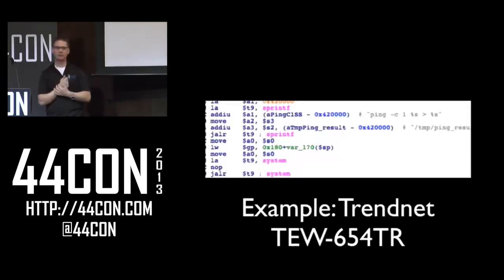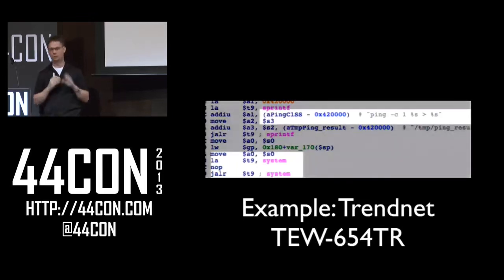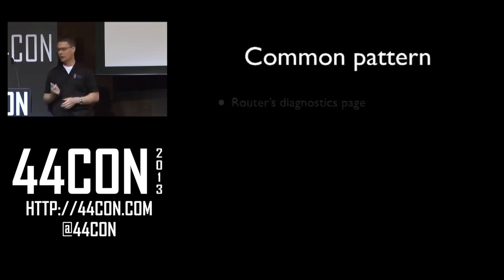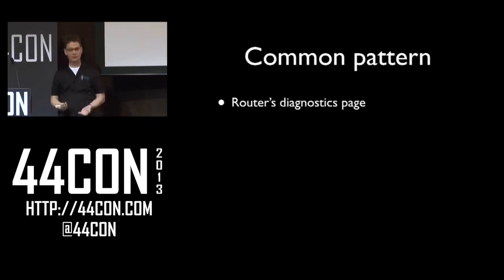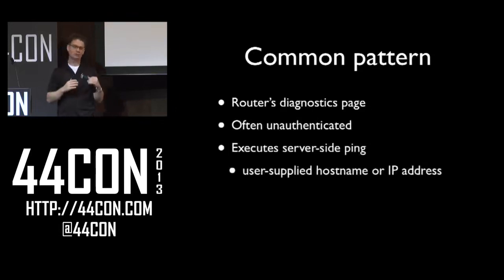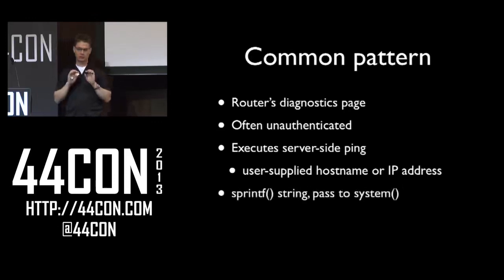So here's an example from a different device, and this is the kind of thing that we look for right out of the gate. And what we have here is actually a really common pattern. Let me explain what's going on. Oftentimes the router will have a diagnostics page. Oftentimes that page is unauthenticated. And what it does is it causes the router's web server to execute a ping, and you give it the IP address or host name of a server to ping, and then the router can verify whether or not it has internet connectivity. And then your input into the web page is usually sprintf'd into a buffer, so that's kind of nice. You often have a buffer overflow there as well. And then that command is passed to system and executed by a shell.